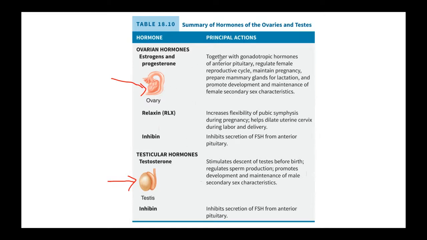So the ovary, together with gonadotropic hormones of the anterior pituitary. Now we're talking about the ovary producing estrogen and progesterone. Now these are steroid or cholesterol based hormones, as is testosterone. You see the word steroid there, sterone, progesterone, steroid, estrogen, steroid based.